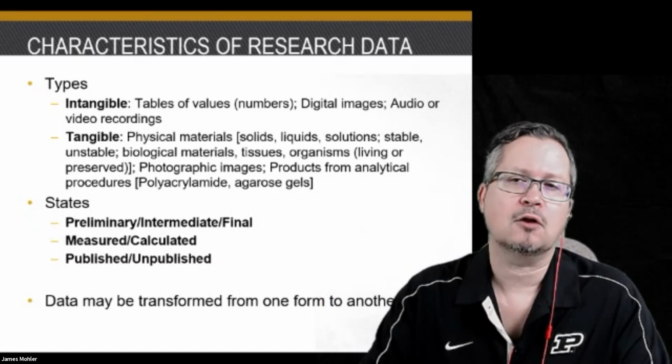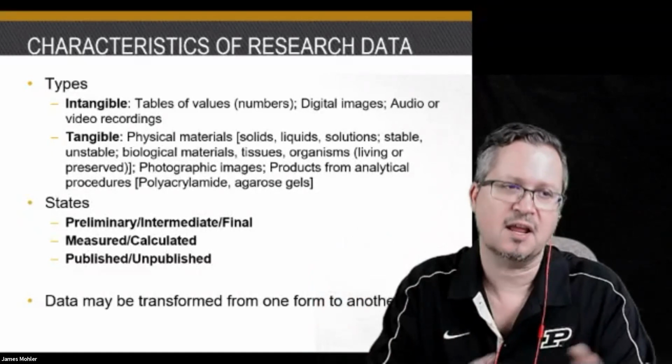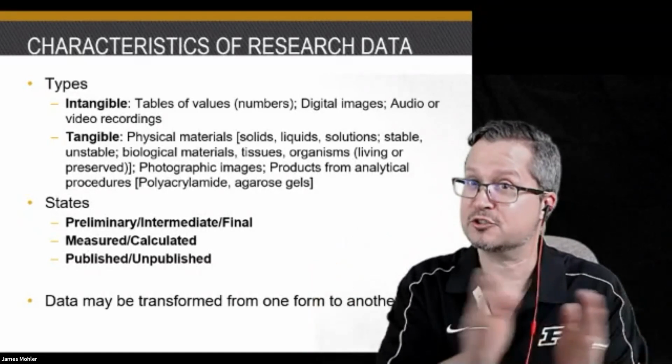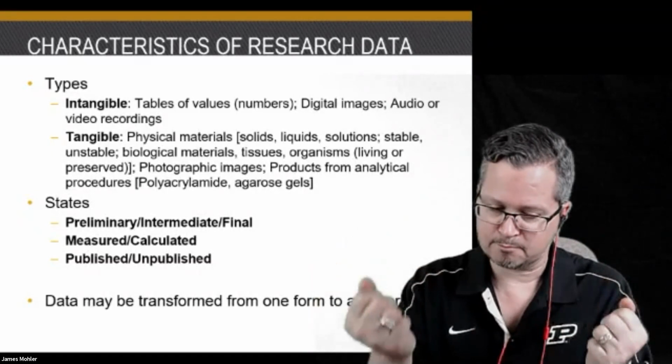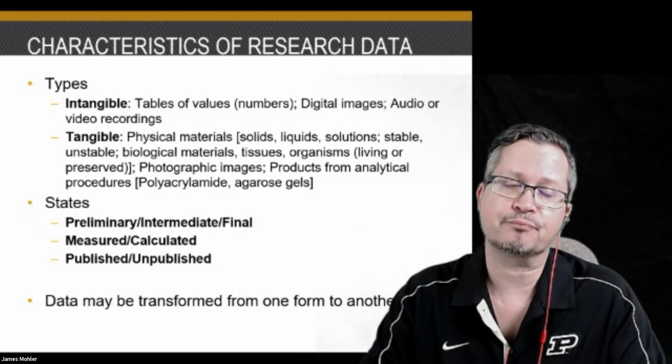So that's types. We also have different types of states. That's where, when you're tracking data in a data book or methods book or whatever, being able to determine preliminary versus intermediate versus final, particularly measured versus calculated, matters, because nothing's more embarrassing than to get those two things mixed up. If you don't have some mechanism for identifying that, one, it could be perceived as research misconduct, unfortunately, but two, it could just be simple error. Either way, neither's good. And then also published and unpublished.